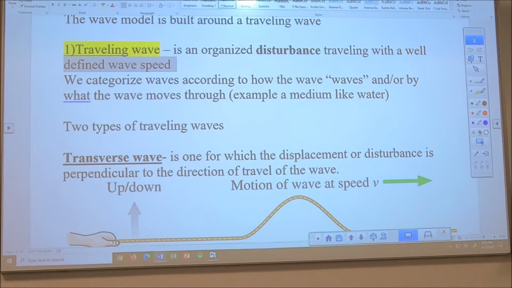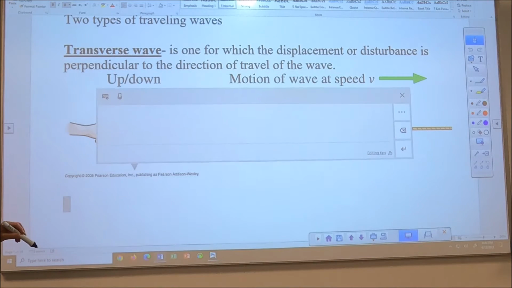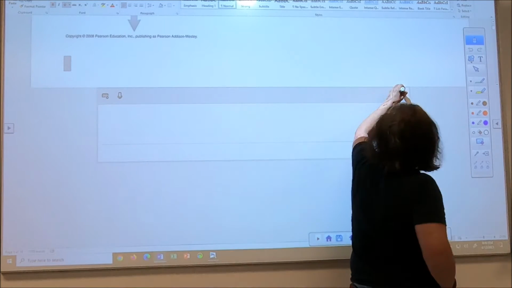We categorize waves according to the way the wave waves. I know, it sounds funny. Or what the wave is moving through. So we could talk about water waves, or sound waves moving through the air, or we could talk about light waves, or we could talk about earthquakes and the way the waves move through the dirt. Okay? Now, if we talk about the way a wave waves, we'll either talk about transverse waves, or we'll talk about longitudinal waves.